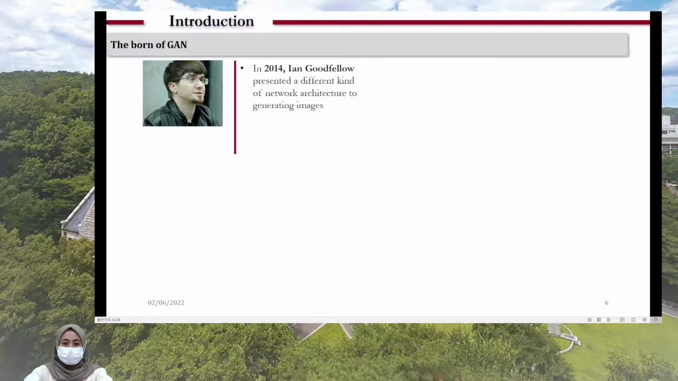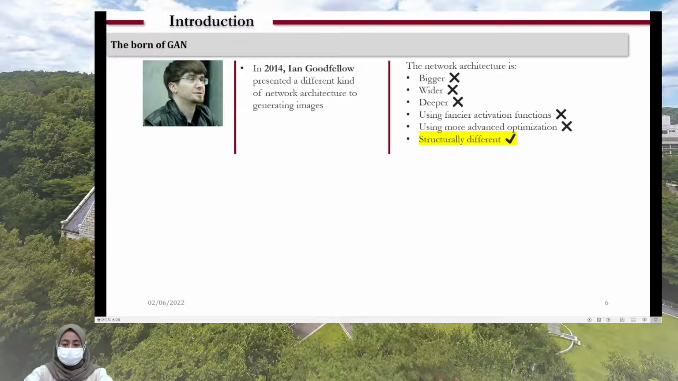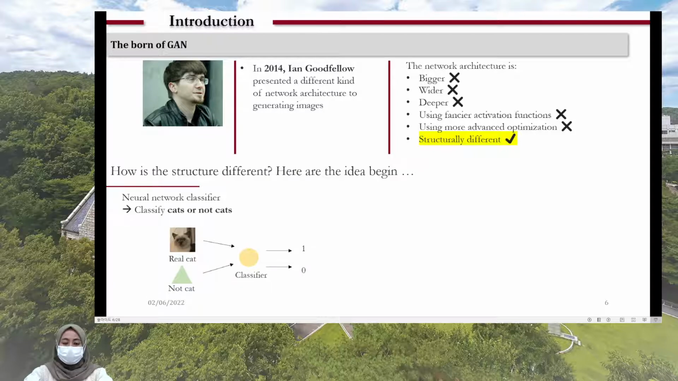Some generative models already exist. However, in 2014, a guy named Ian Goodfellow presented a different kind of network architecture to generate images, which has a special architecture. The structure is not bigger, deeper, or wider, and does not use a fancier activation function or more advanced optimization. It is just structurally different. How is the structure different? Let's study how it is different step by step with the illustration below.